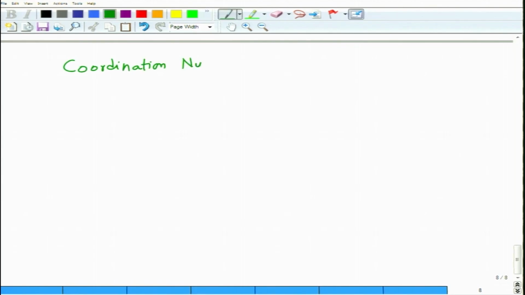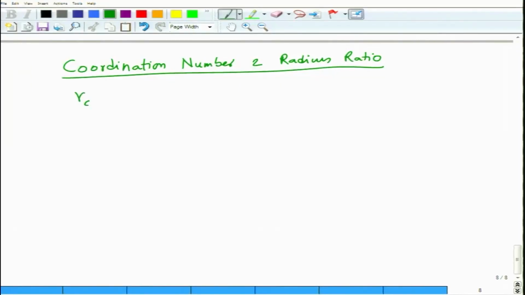Coordination number and radius ratio. So to make stable structures following the above guidelines, where cations and anions must touch each other and there should be the maximum possible neighbors, you need to calculate R cation to R anion. This is called the radius ratio, and this radius ratio will determine how many nearest neighbors you will have, which will make a stable structure.